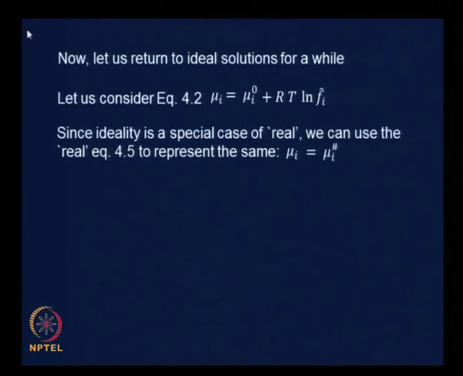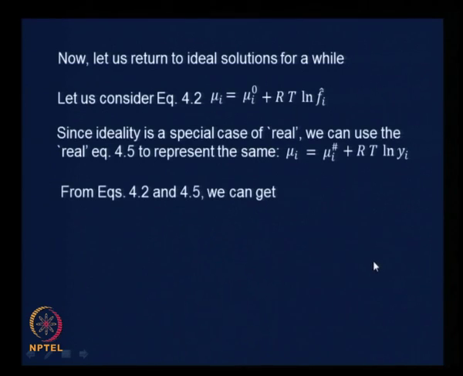Therefore, equation 4.5, mu I equals mu I hash plus RT ln yi, where mu I hash is a function of temperature and pressure, should also be valid. Now from equation 4.2, just by transposing this equation, in other words subtracting mu I naught from both sides, we get mu I minus mu I naught equals RT ln Fi hat, and doing the same thing to equation 4.5, we could write mu I minus mu I hash equals RT ln yi.